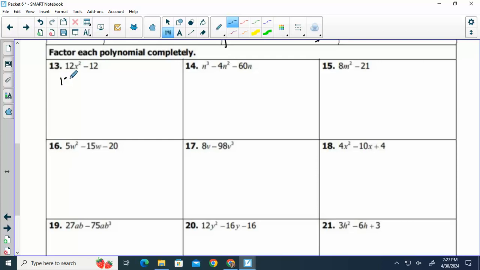Take out 12. So that leaves me with x squared minus 12 divided by 12 is 1. But x squared and 1, those are still perfect squares. So that can factor with a difference of squares. So the square root of x squared is just x. We get a plus and a minus, and the square root of 1 is 1.